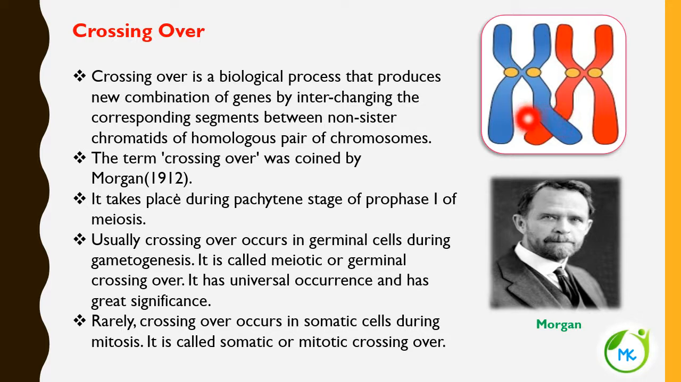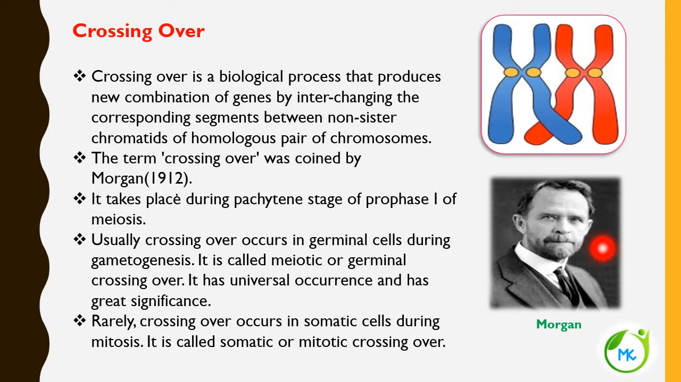So crossing over is a biological process that is going to produce new combinations of genes, but this crossover takes place between the non-sister chromatids of a homologous pair of chromosomes. The term crossing over was coined by Morgan in 1912.